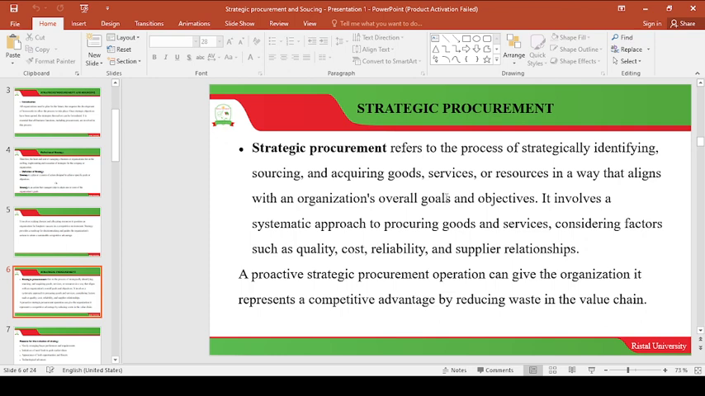So let's look at strategic procurement. Strategic procurement refers to the process of strategically identifying or sourcing and acquiring goods, services, or resources in a way that aligns with an organization's overall goals and objectives. It may involve a systematic approach to procuring goods and services, considering factors such as quality, cost, reliability, and supply relationship.